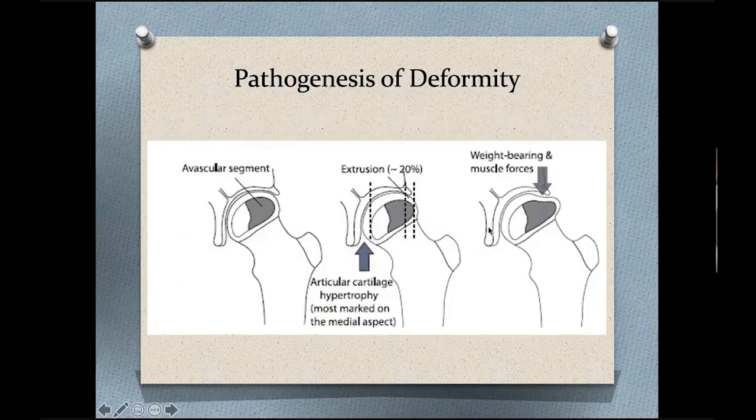So, microscopic evidences. This slide very nicely shows when the bone is soft because of the avascularity, regeneration, and revascularization, and there is a pressure area. So this is the avascular segment, which is mostly anterior and superior-anterior. And here is the cartilage. And here is the synovium. This synovial hypertrophy and the cartilage hypertrophy cause the extrusion of the femoral head.